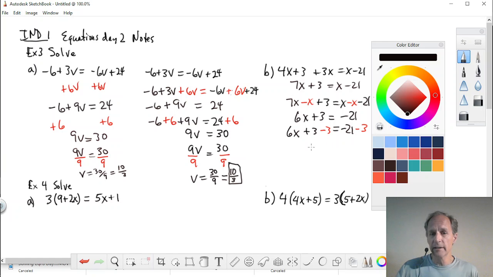So on this side, 3 minus 3, that's 0. Leaves you with 6x. Negative 21 minus 3. Okay, so you're already at negative 21. Minus 3 means you keep going farther to the left on the number line. Minus 24. Okay, we're almost there. We're going to divide both sides by 6. And we get x equals negative 4. Okay. All right. Move right along.